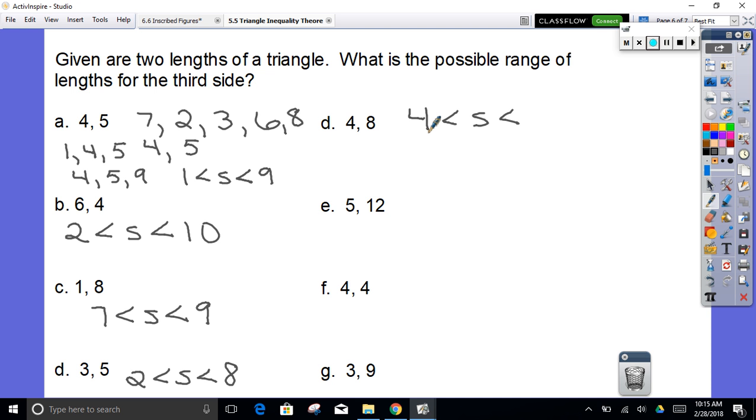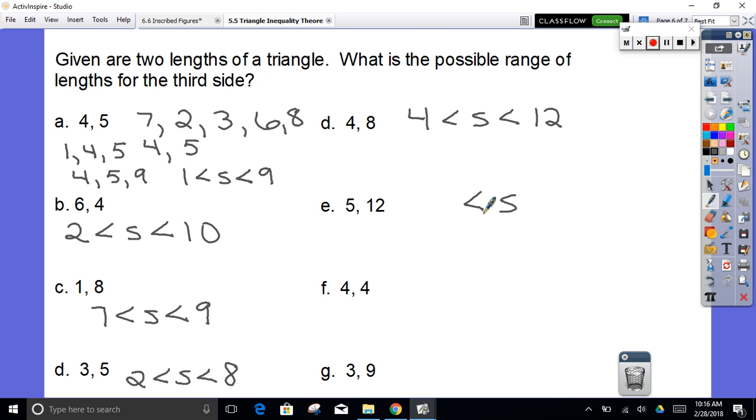Haley, what does it have to be less than? 12. Michael, tell me what a possible side length could be. 3? Is 3 in between 4 and 12 on the number line? Look up at the number line. Nope. 5.5. 6, okay, 6 would work. Sean, tell me another one. 5.5. Braylee, tell me one more. Any number between 4 and 12. 10 would work.